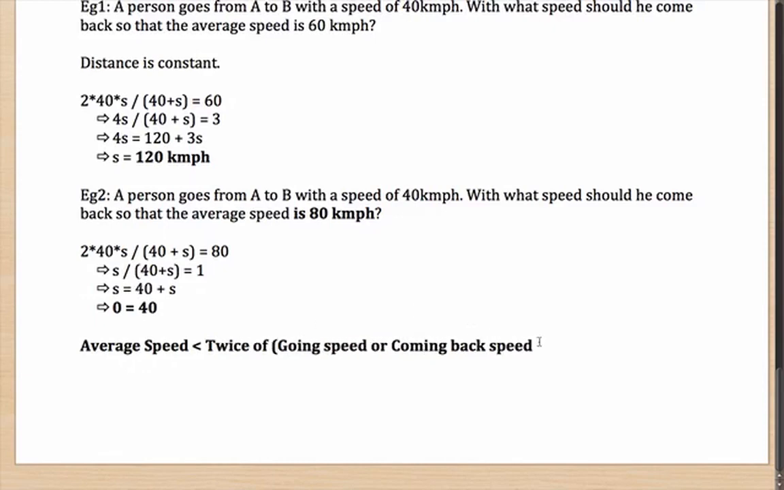Now it could be the going speed or the coming back speed, does not matter, but the average speed has to be less than twice of the going speed or the coming back speed. So the average speed, if I've taken it as 80 or I've taken it as 81 or 85 or 102, that is just not possible. The average speed has to be lesser than the double of 40, or lesser than 80 kilometers per hour. And that was a mistake which led to the value of 0 equal to 40. So please be careful in such sort of questions.